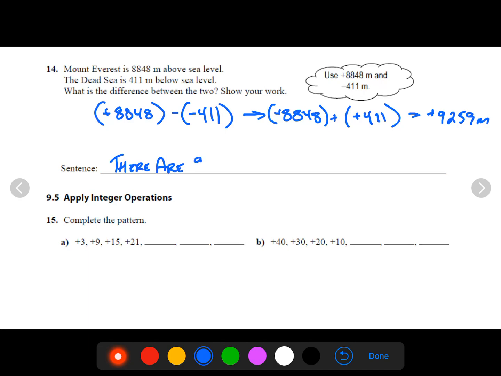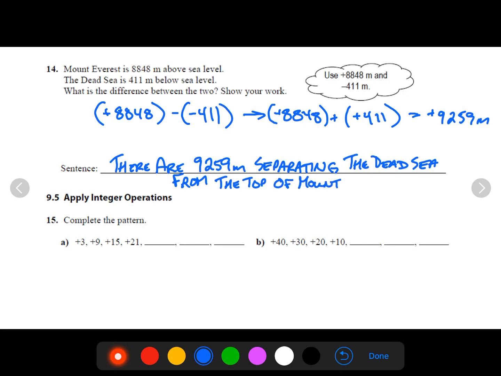There are 9,259 meters separating the Dead Sea from the top of Mount Everest.